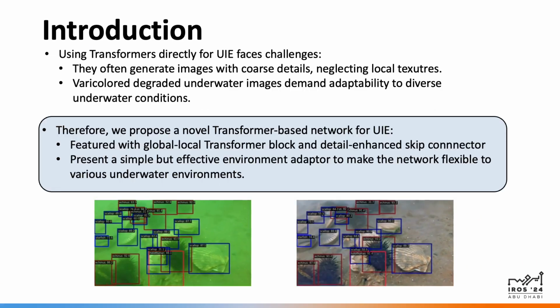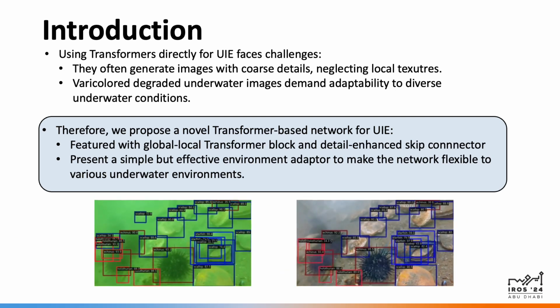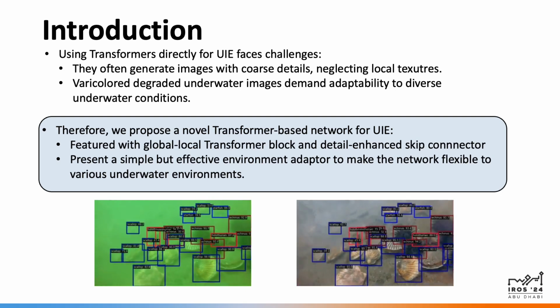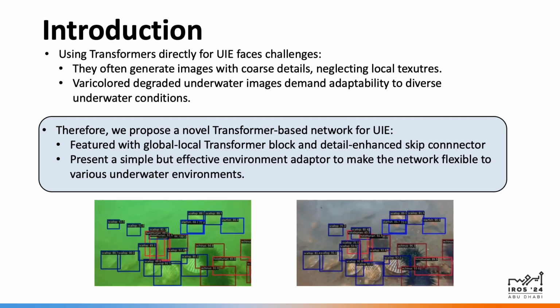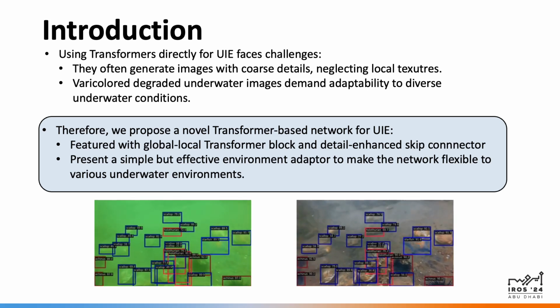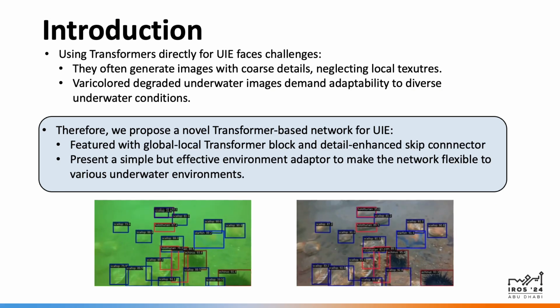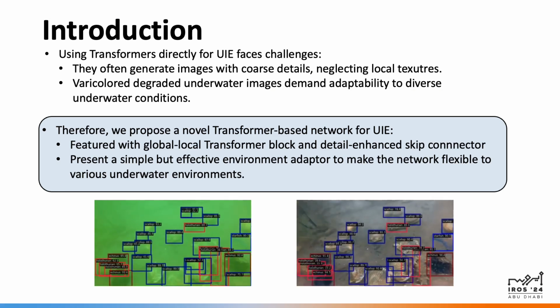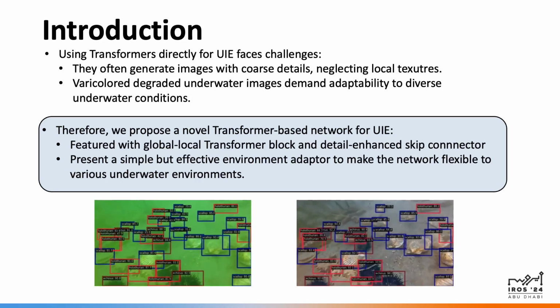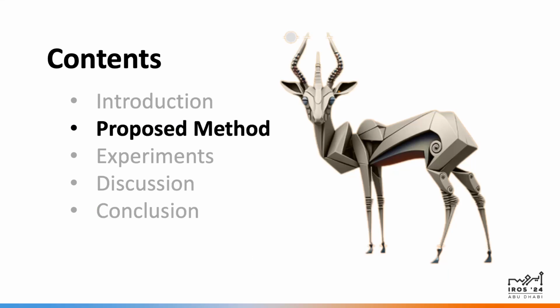Let's begin with the introduction. Underwater image enhancement, UIE, is vital for underwater robotic vision. While CNN-based methods struggle with capturing global context, transformers excel at this, but face challenges like coarse details and adapting to diverse underwater conditions. To overcome these issues, we propose a novel, transformer-based UIE network. Let's now take a closer look at our proposed method.